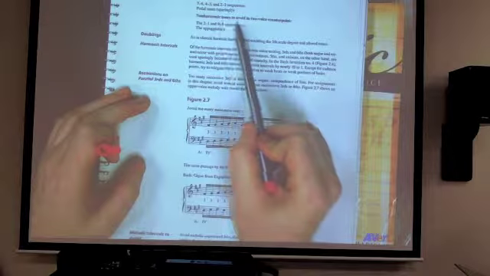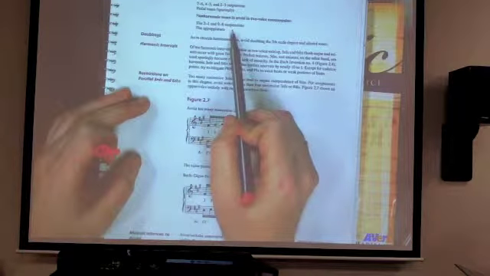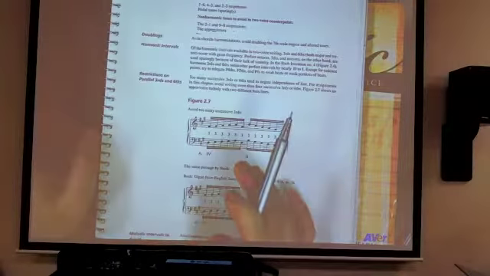Non-harmonic tones to avoid. Those are the only ones you want to avoid. So a 2-1 or 9-8 suspension and no appoggiatura. Okay? That's it.